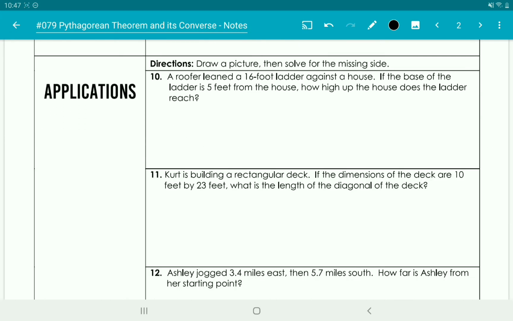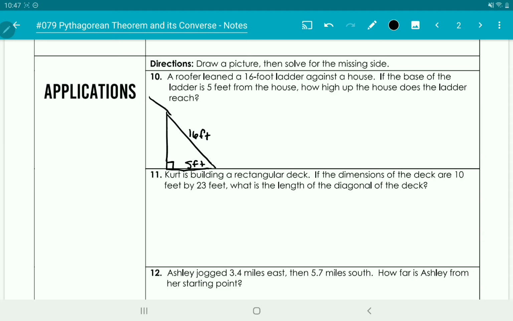Okay, so on each of these, you're going to draw the picture, then you're going to solve for the missing side. So looking at number 10, it says a roofer leaned a 16-foot ladder against a house. Okay, so we have a house here, and they leaned a ladder up against it. It is a 16-foot ladder, so the actual ladder itself is 16 feet long. If the base of the ladder is 5 feet from the house, so from here to here is 5 feet, how high up the house does the ladder reach?